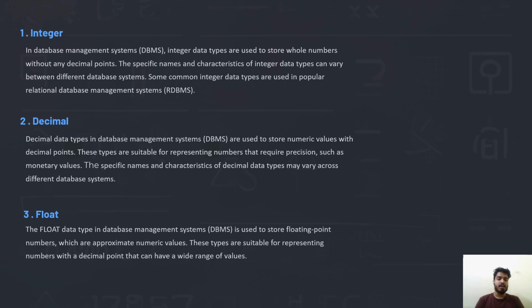Float. The float data type in a database management system is used to store floating point numbers, which are approximate numeric values. These types are suitable for representing numbers with a decimal point that can have a wide range of values.